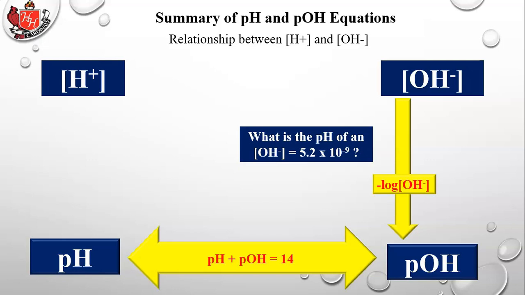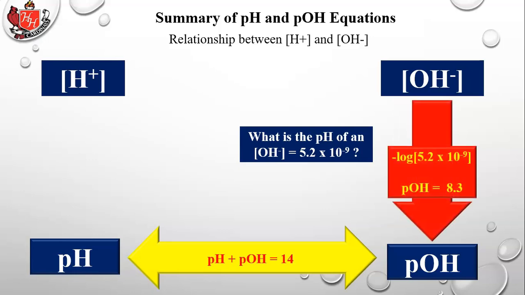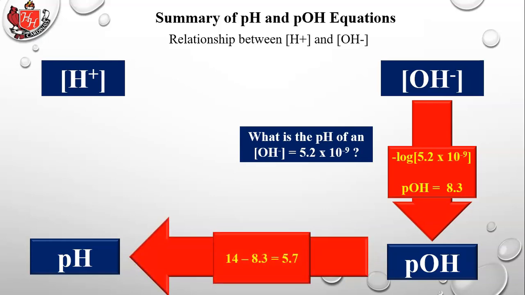So the first thing we need to do is take the hydroxide ion concentration OH minus, 5.2 times 10 to the minus 9th, and we need to take the negative log of that number to get the pOH. And there you see it. We did the math on that. You get a pOH of 8.3. Now you need to use the relationship that pH plus pOH equals 14 to figure out what pH is. So we're going to say 14 minus the pOH, which is 8.3, gives us 5.7. And so that's your final answer. The pH with that hydroxide ion concentration of 5.2 times 10 to the negative 9th is 5.7.